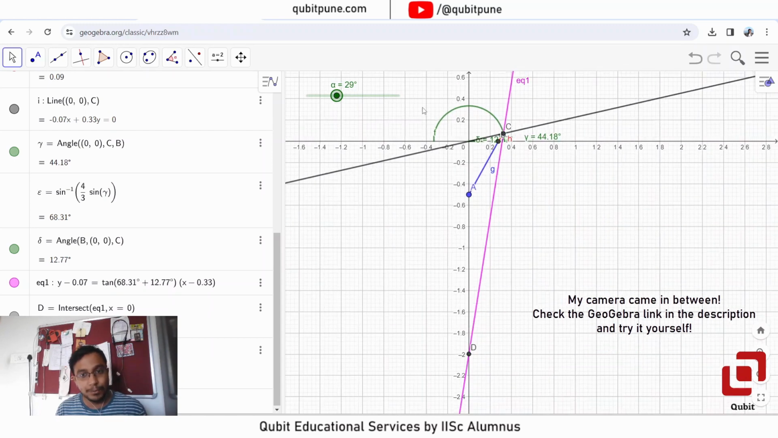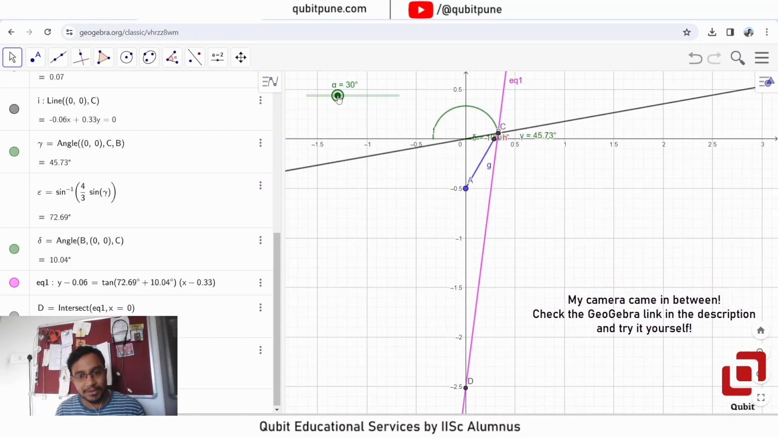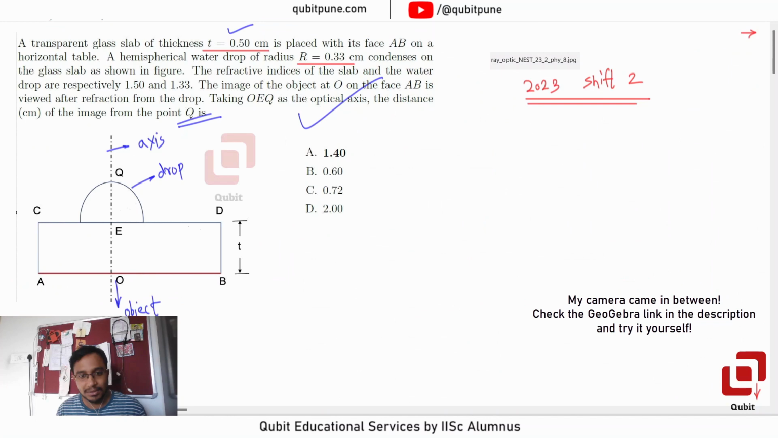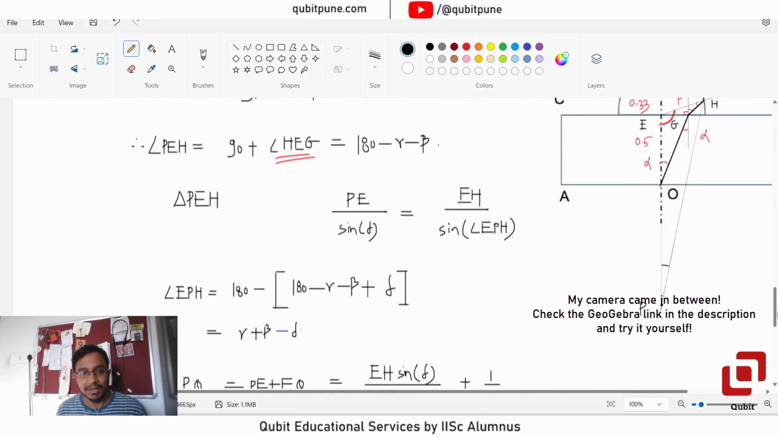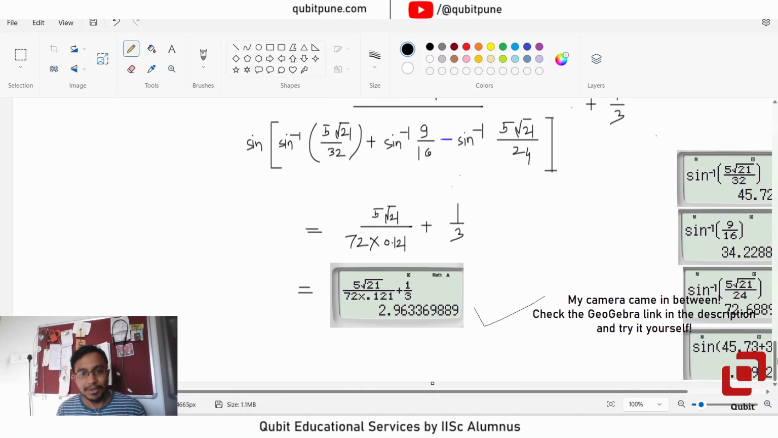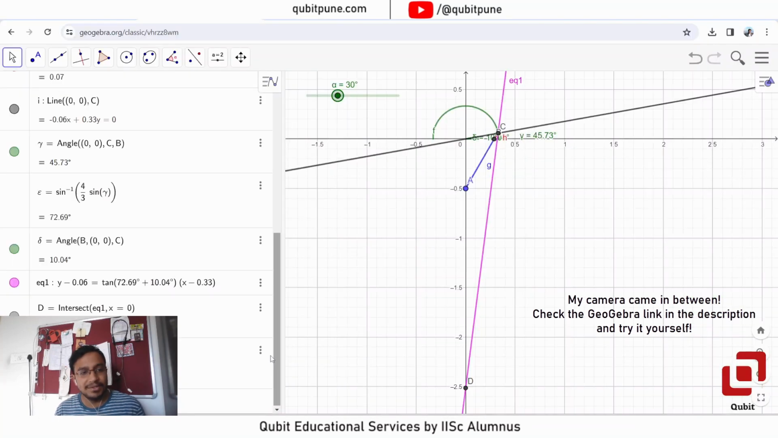Now it is 2.33, and you can clearly see the image moving downwards. At 30 degrees it's 2.85, which fairly matches what I got here. With the calculation I got 2.96, maybe due to the approximations that I used, or GeoGebra sometimes rounds off to 2 decimal places. That's fine. So that's 2.85.